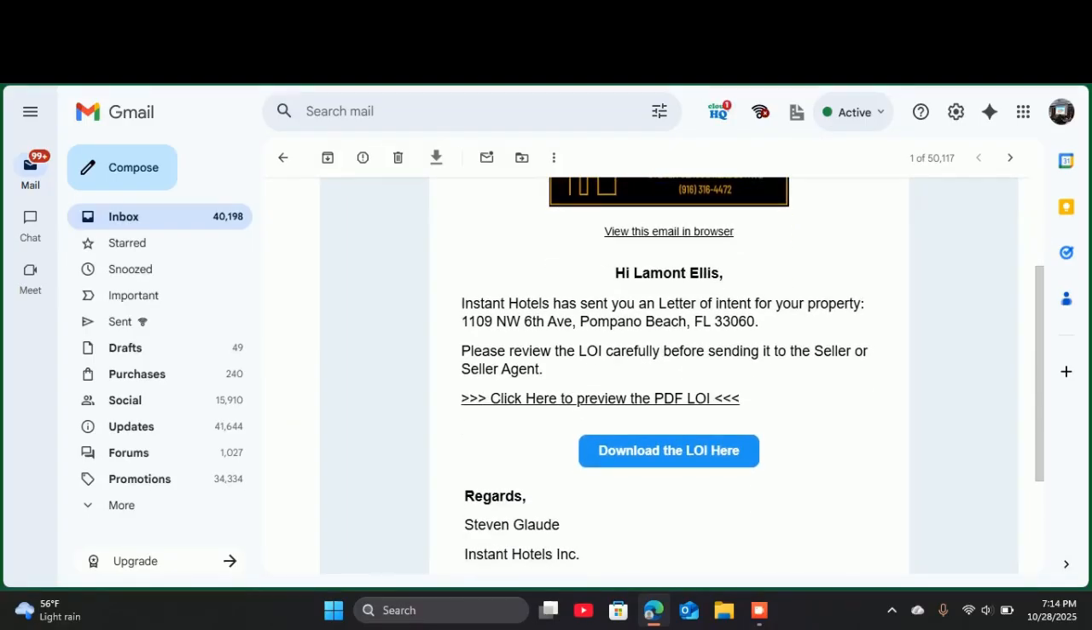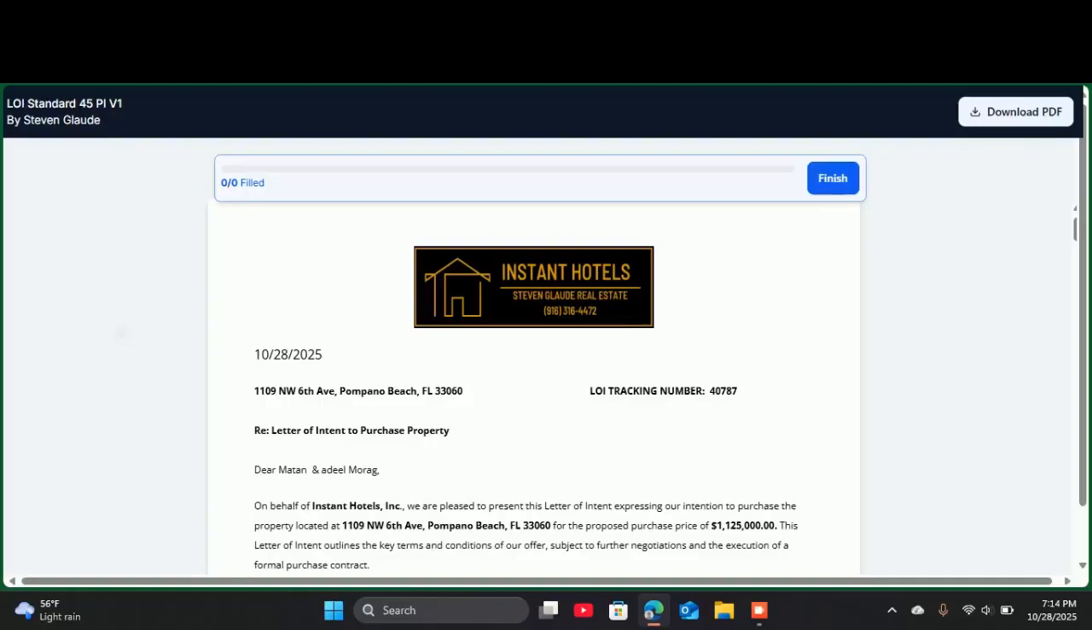Once I get done with this, I'm gonna send this over to Legal Shield to make sure everything is done correctly. Again, I'll be utilizing a lot of these opportunities. Let's look at this LOI and see how it's created, or how the auto generator created it.